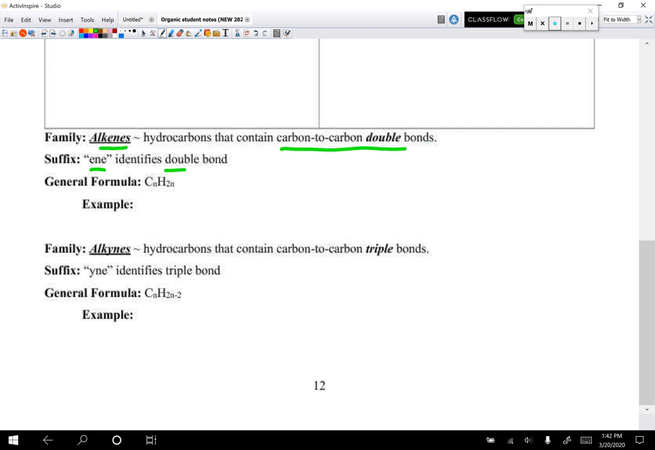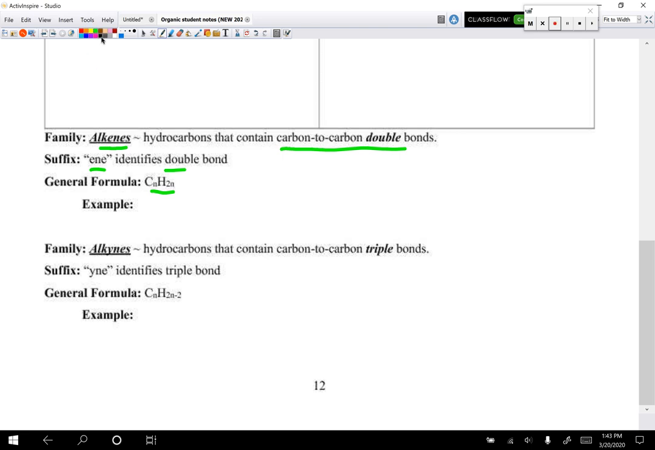Now you can get multiple double bonds inside of an organic molecule. We won't be dealing with it here, where you're only going to see just one double bond inside of our longest carbon chain. Now you'll notice the general formula is CnH2n. So this is the exact same formula as our cyclic alkanes. So you can tell that these are going to be isomers of each other.